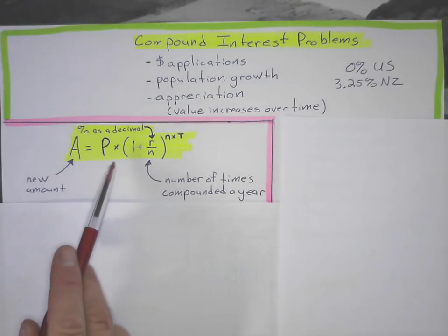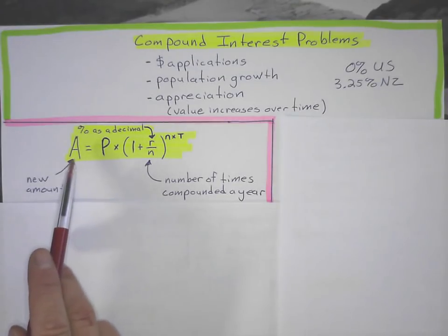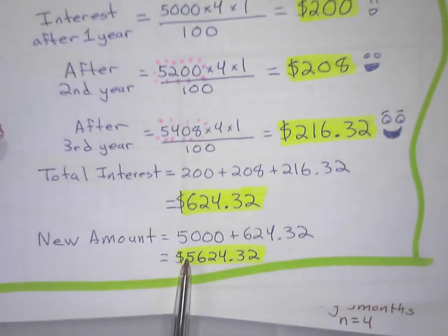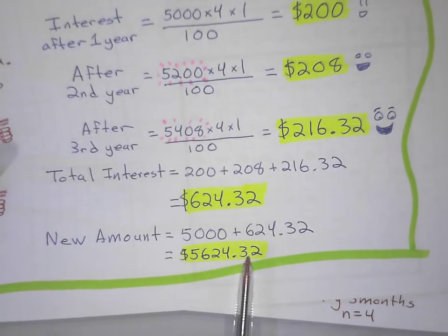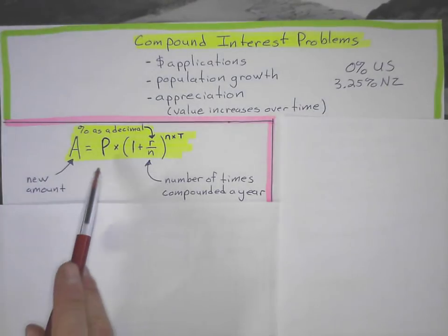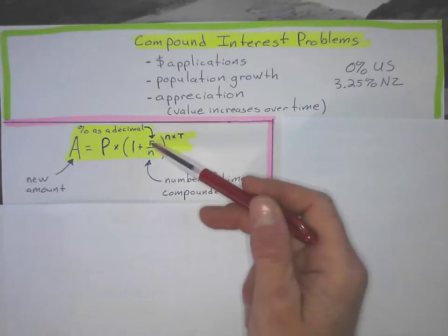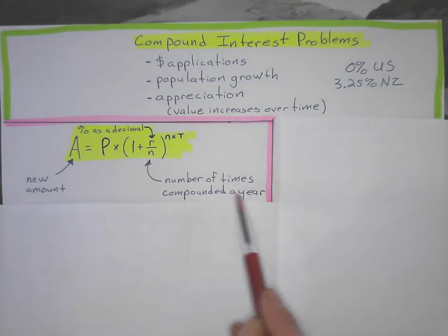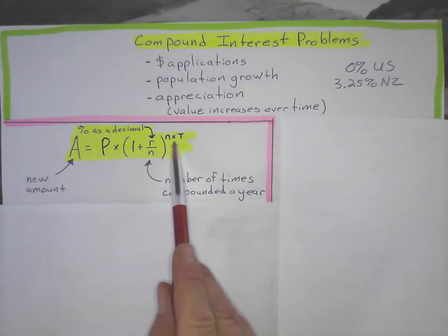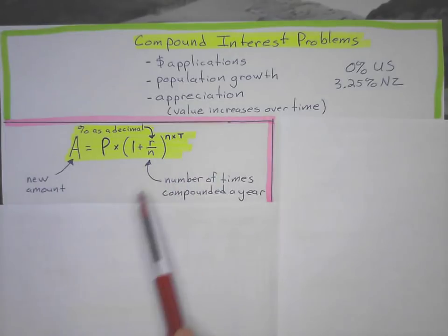So I just want to talk about the formula for compound interest real quick. The new amount A is like what I did here, the overall amount at the end, with the interest that has been added up. P is our principal, R is our rate as a decimal, N is how many times it's compounded a year. I've gone over that. And the exponent up here is the number of times it's compounded a year times how many years you leave it in the bank.